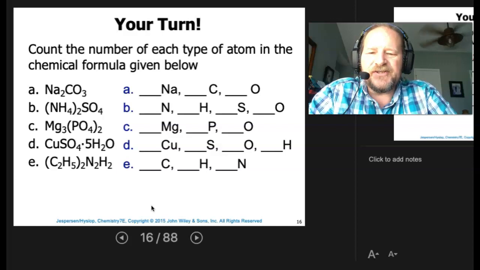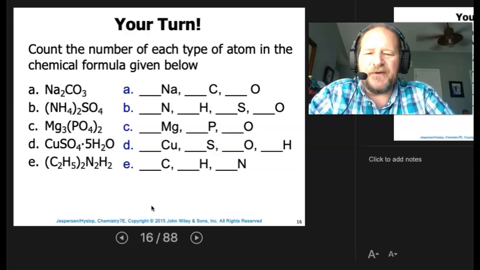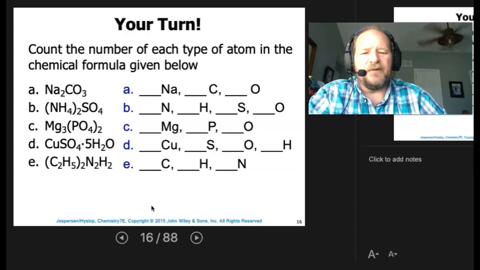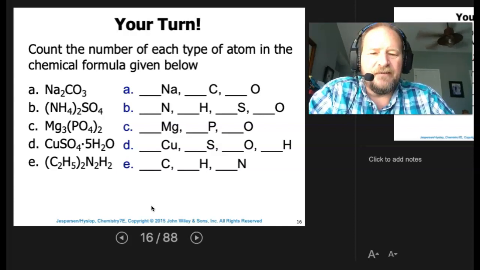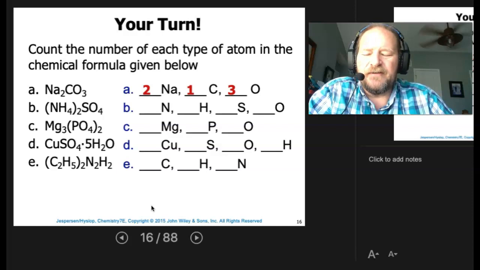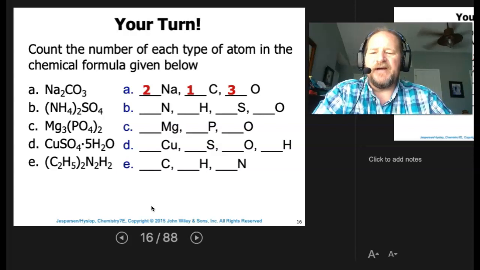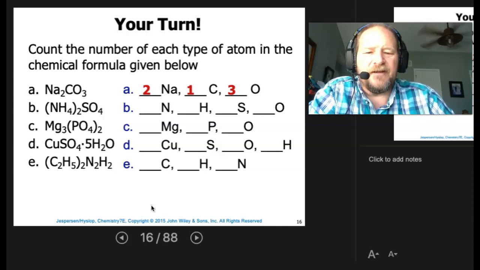All right, so your turn. Count the number of each type of atom in the chemical formula given below. So we have Na2CO3. I'll pause. You can pause the video here and write out your answer if you want. We're going to have 2 sodiums, 1 carbon, 3 oxygen. How about the (NH4)2SO4? And again, I'll leave a pause. And then 2, 8, 1, and 4.